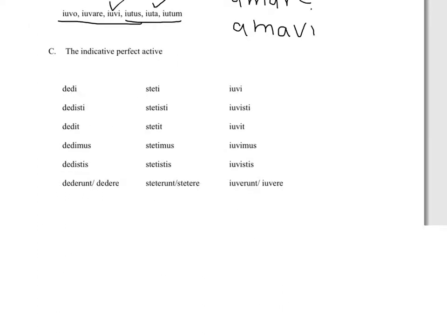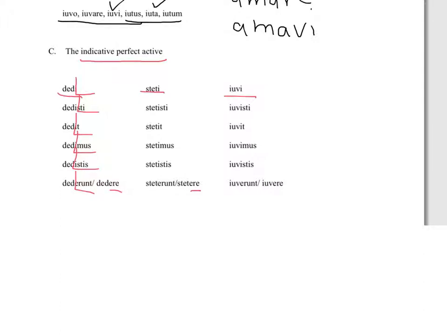Now, if you know those 3rd principal parts, you know how to form the indicative perfect active. That's from a previous lesson. You just take that 3rd principal part, for example, dedi, steti, or uwi, drop the i, now you've got the theme, and then you add the endings: i, isti, it, imus, istis, erunt, or ere.